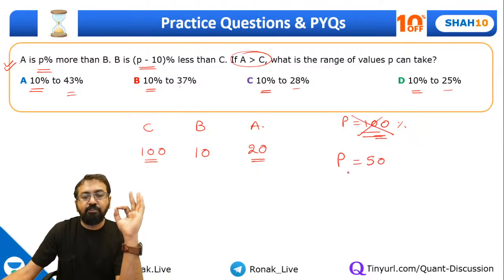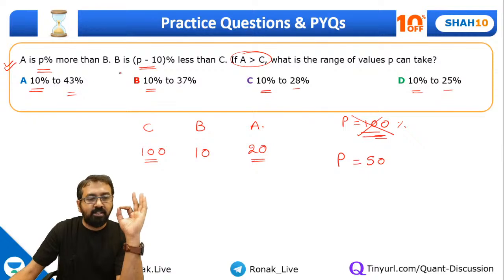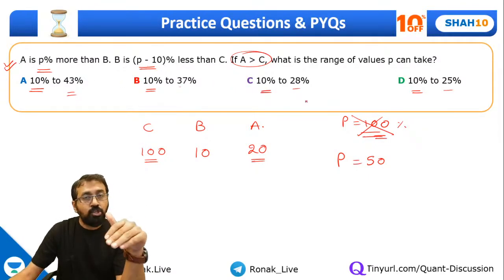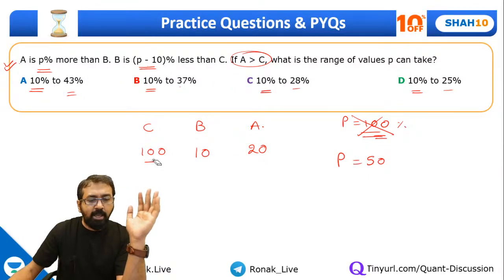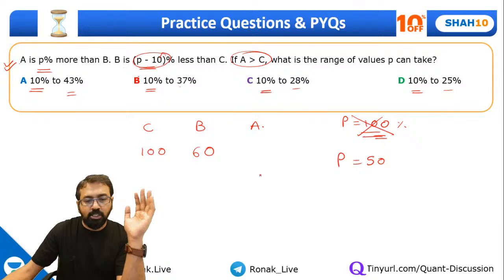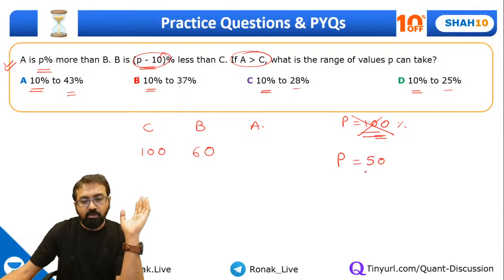Let's try with 50. Again, none of the options has the upper limit as 50. So even 50 is going to be wrong. Let's understand what happens when we take P as 50. So B is P minus 10% less than C, right? So what will be B? 40% less than C. So B will be 60 now. Yes or no? P minus 10% means 40%. So B is 40% less than C. So B is 60. Now what will be A? A is P% more than B. What is P%? 50%. So A is 50% more than B. So A should be 90. Again, A is not greater than C. So this value is not correct.